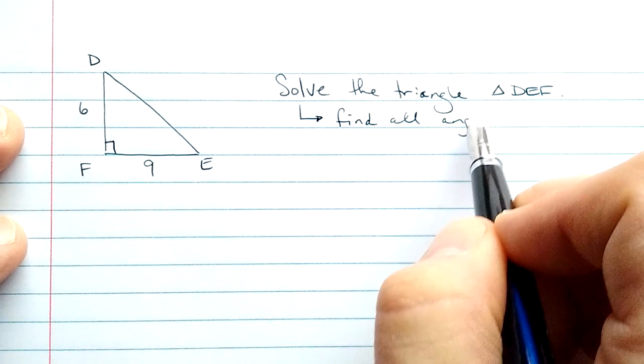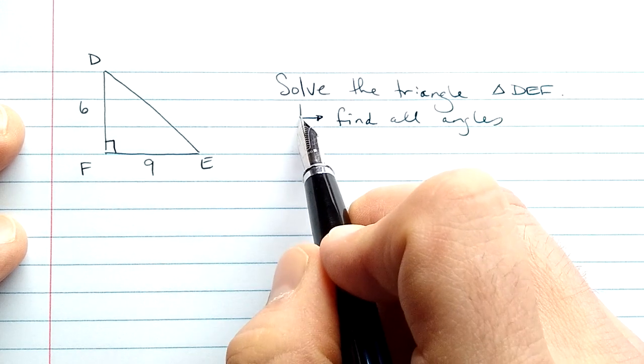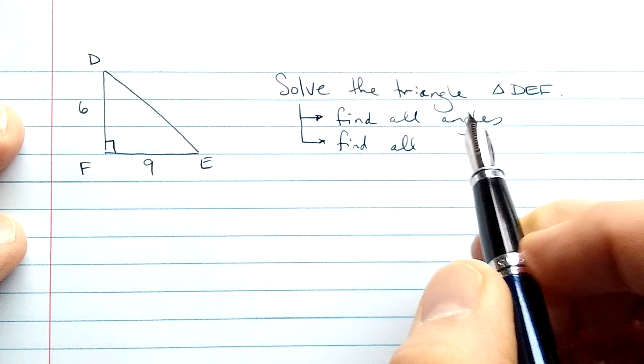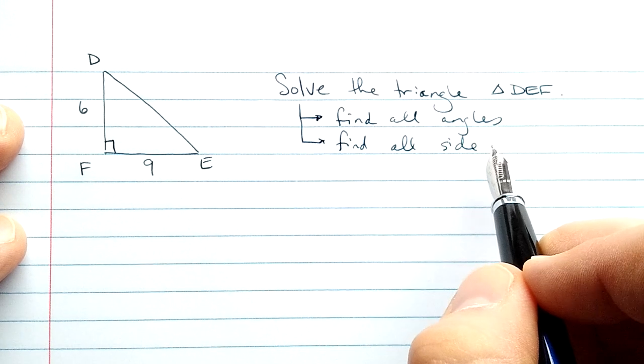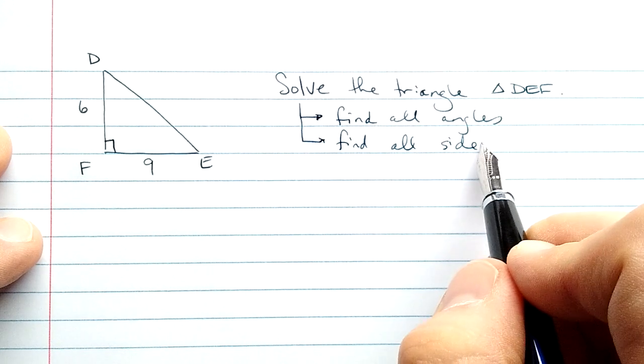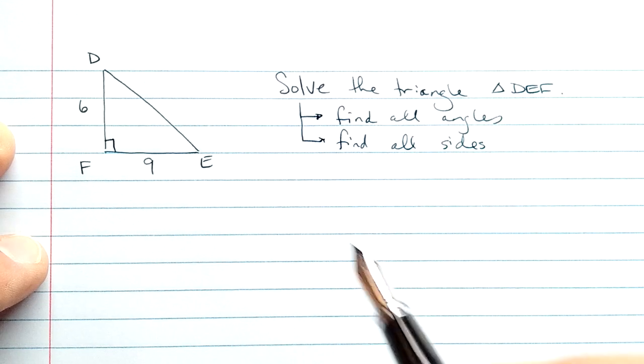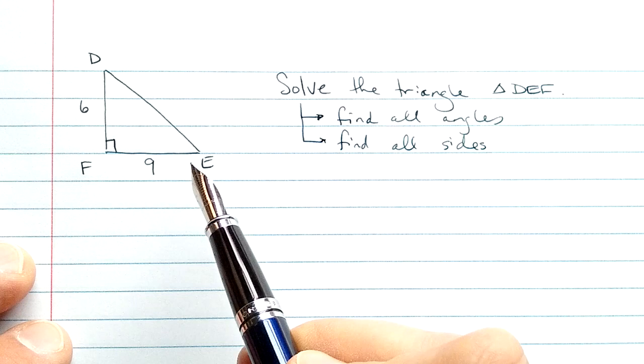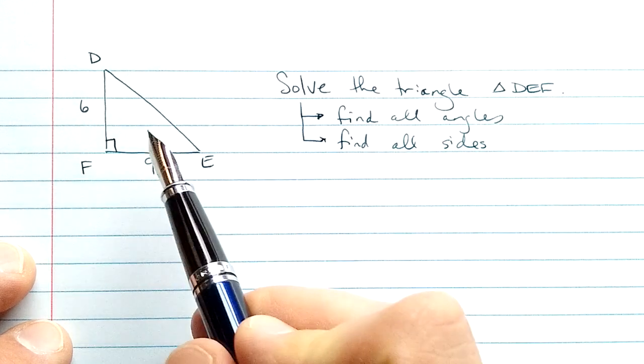Solving means to find all angles and also find all side lengths. Now, if you don't already have all the side lengths, you're going to have to do some work. If you don't already have all the angles, you'll have to do some work. So in this case, let's talk about both of these.